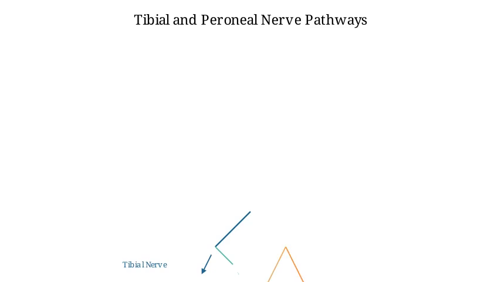The common peroneal nerve divides into deep and superficial branches. The deep peroneal nerve supplies the anterior compartment muscles and web space between toes. The superficial peroneal nerve innervates the lateral leg muscles and most of the dorsal foot skin.